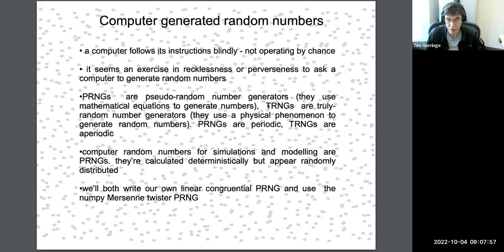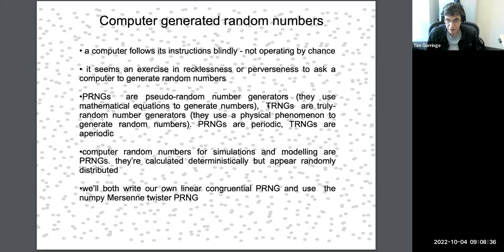One characteristic of pseudo-random numbers is that the sequence will sooner or later repeat. A characteristic of truly random numbers is that the sequence is aperiodic. It doesn't repeat. In modeling and simulations, we're typically using pseudo-random numbers rather than truly random numbers because it's much more convenient and because they're sufficient for carrying out simulations and modeling.